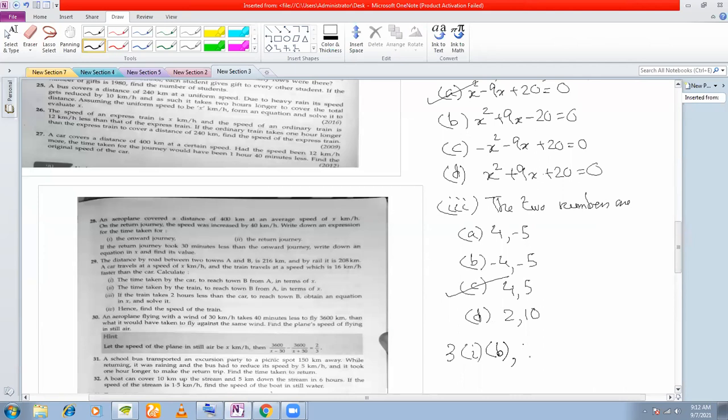Next one, 3, 2. Here the correct option is A. And finally, 3, 3. Option here is C. So that is how you are going to write.